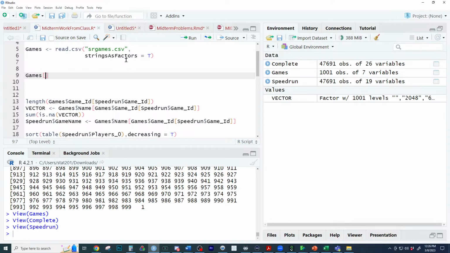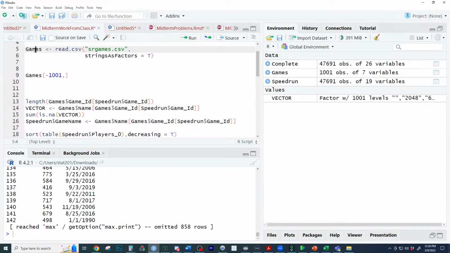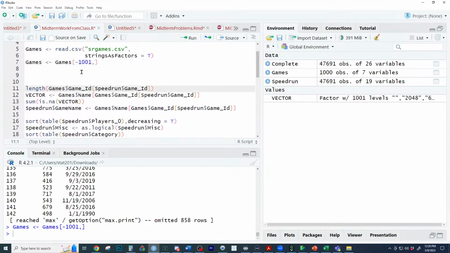We'll go here to the 1001, and we'll go here to games 1 through 1000. We just do minus 1001. Drop those questions if you got them. There it is. Always look at your data.